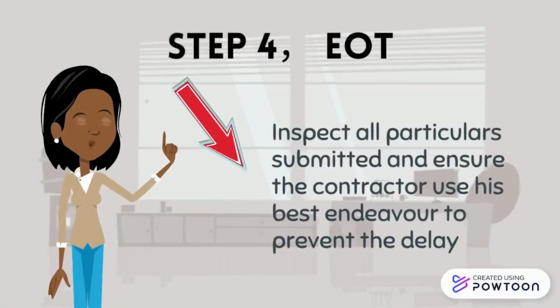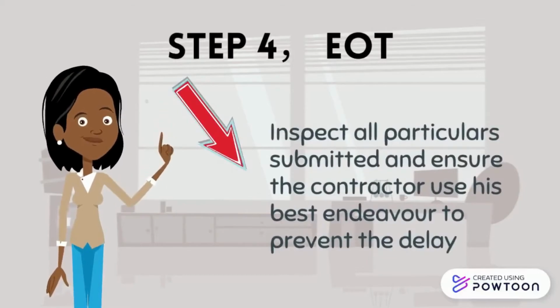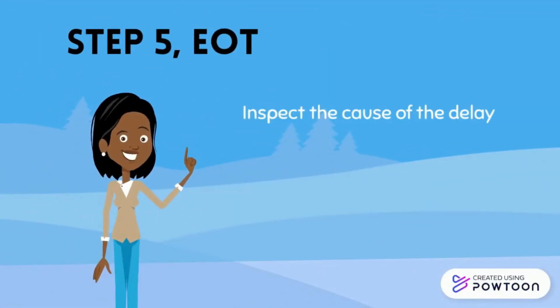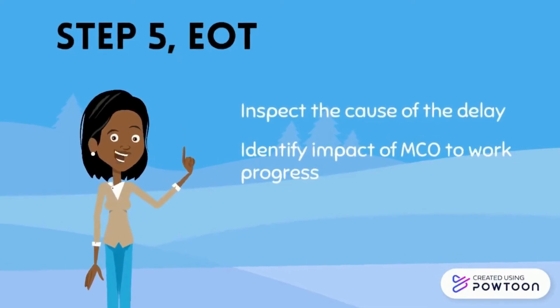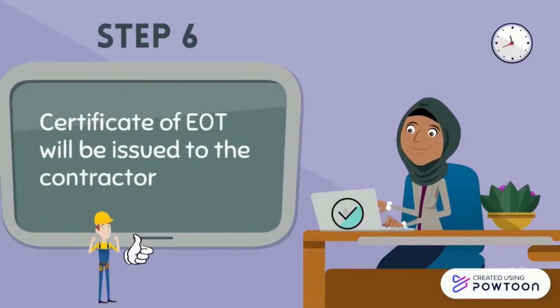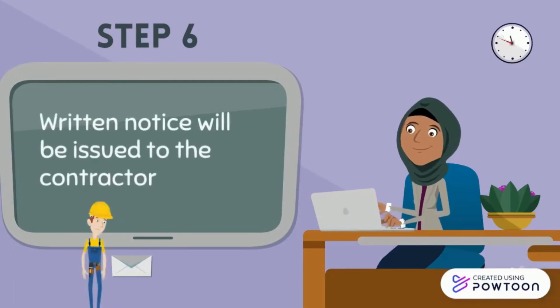Step 4 for EOT, the architect shall inspect all particulars submitted and ensure the contractor uses his best endeavor to prevent the delay. Next, the architect shall inspect the cause of the delay, identify impact of MCO to work progress before deciding the duration of EOT granted, and the new project completion date. Lastly, certificate of EOT will be issued to the contractor within 6 weeks from the submission if the architect approves. However, if the event does not cause delay to the overall project, written notice will be issued to the contractor within 6 weeks from the submission.